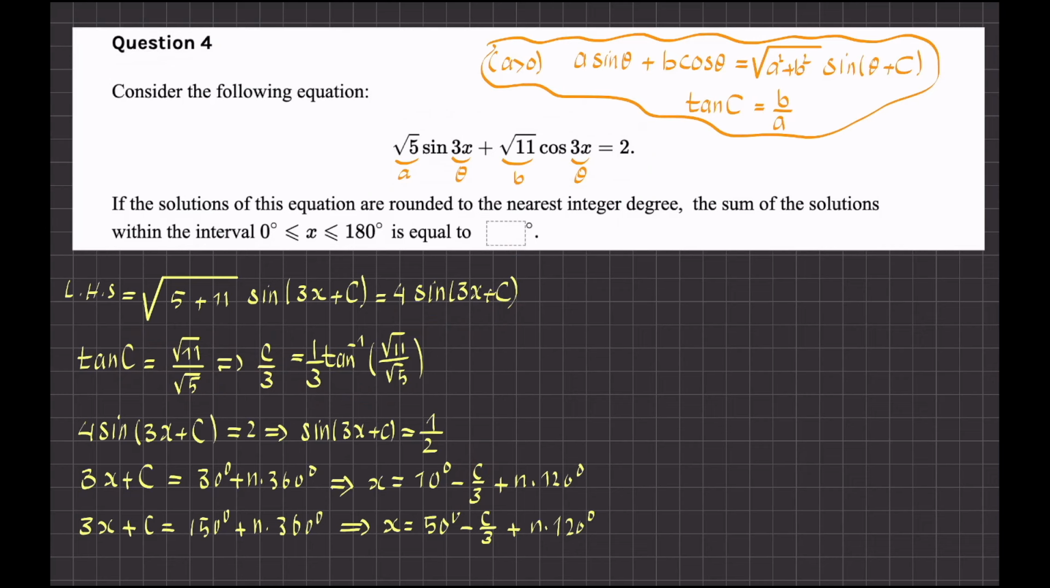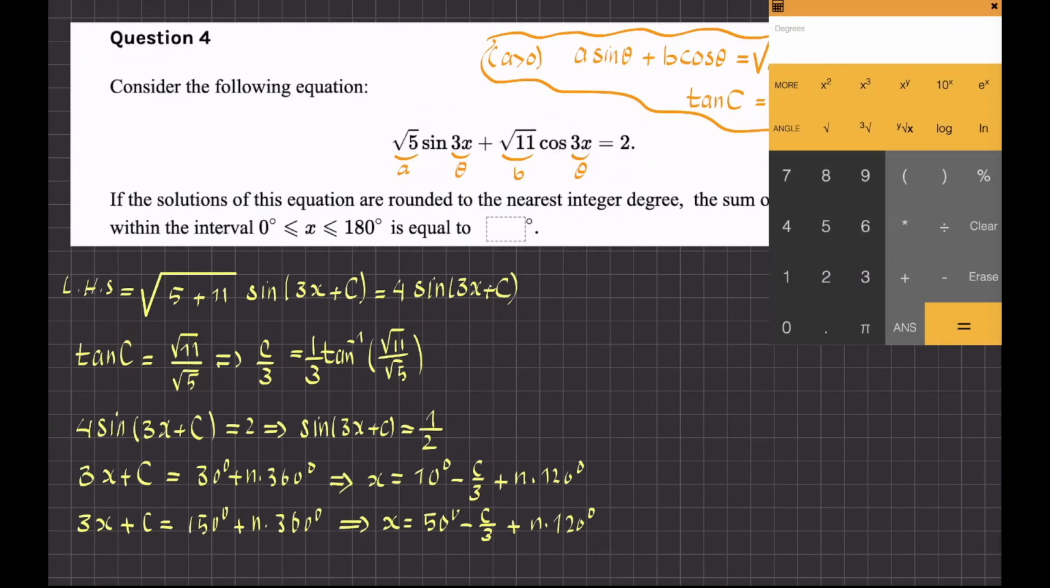Okay, so let us open up the calculator here. Check it: yes, it is in degree mode. So what I have to do is type this number into my calculator. So 1 over 3 multiplied by tangent inverse. You go to this menu.